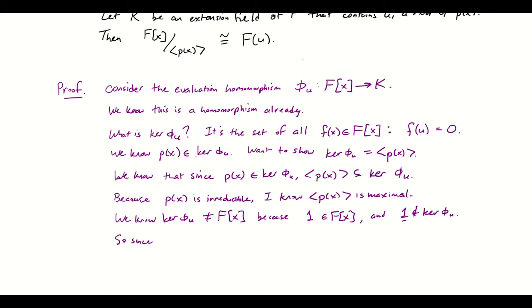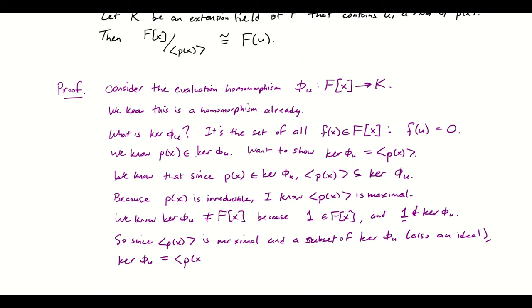So since this is maximal and a subset of the kernel, which is also an ideal, the kernel of phi sub u, sorry, hungry cat in the background, the kernel of phi sub u is equal to this ideal. That's exactly what we wanted to show. So now I know about the kernel of this map, the evaluation homomorphism.